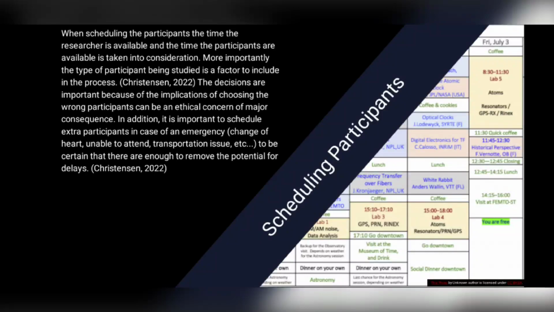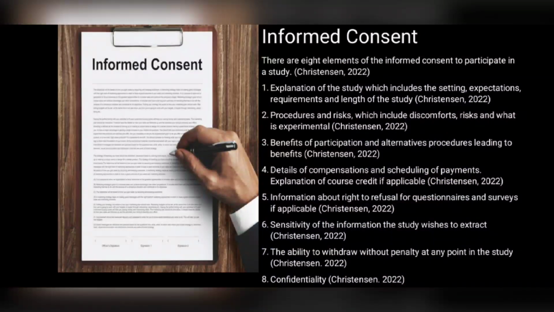When scheduling the participants, the time the researcher is available and the time the participants are available is taken into consideration. More importantly, the type of participant being studied is a factor to include in the process. There are 8 elements of informed consent to participate in the study: explanation of the study, procedures and risks, benefits of participation, details of compensation, information about right to refusal, sensitivity to information, the ability to withdraw, and confidentiality.